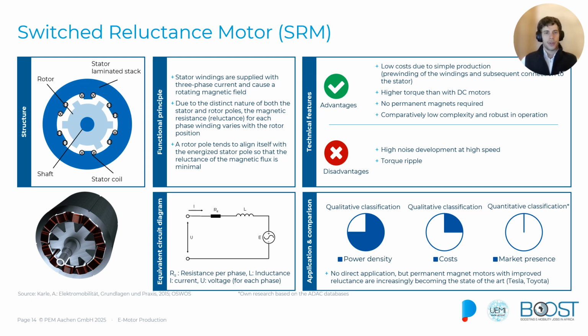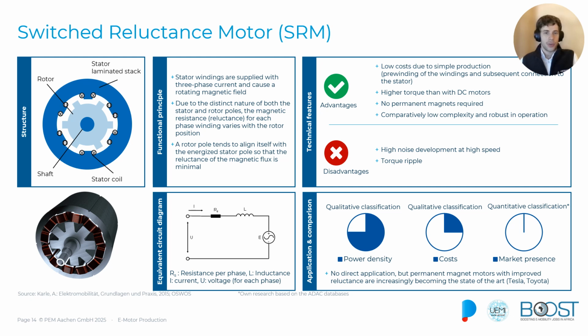As an advantage, we see lower costs compared to the other designs due to the simplified construction and the lack of copper or permanent magnets in the rotor. But again, we have a higher torque than with any DC motor. Logically, the comparatively low complexity is robust in operation.